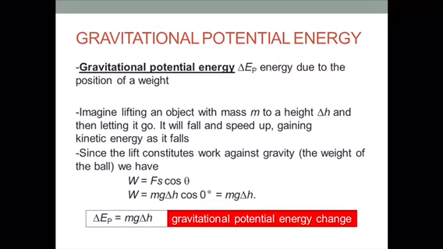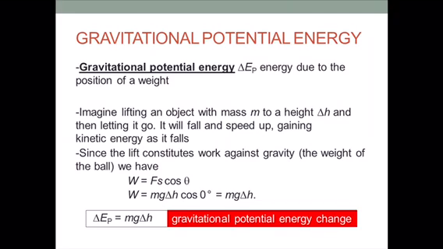Gravitational potential energy, denoted as change in EP, is energy due to the position of a weight. In physics, we use EP to define potential energy, and it's not specific to gravitational or spring elastic potential energy. So be aware when using different formulas to not mix up what the EP is referring to.